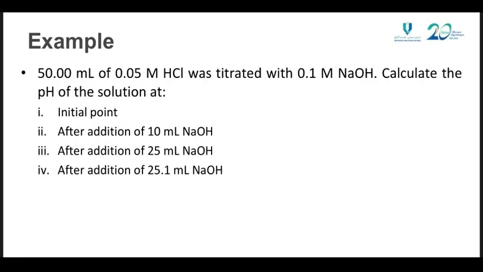Let's continue with the example. 50 milliliters of 0.05 M HCl was titrated with 0.1 M NaOH. Calculate the pH of the solution at first, the initial point, second, after addition of 10 milliliters NaOH, third, after addition of 25 milliliters, and lastly, after addition of 25.1 milliliters NaOH.